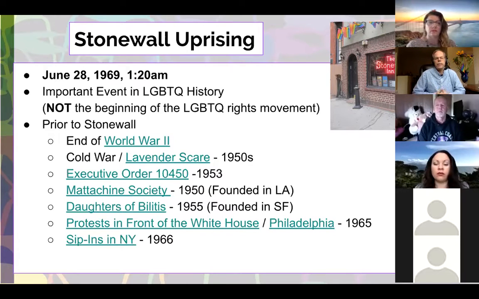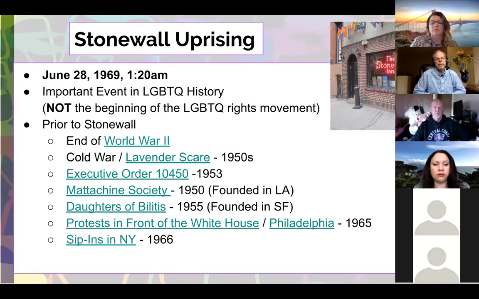The 50s was the Lavender Scare. Executive Order 10450 had a lot of impact on LGBTQ people, and happened in 1953. And then the Mattachine Society was founded in 1950. The Daughters of Bilitis, 1955. Note that those were both founded in California, one in LA and one in San Francisco. There were those protests in front of the White House. I showed you a little glimpse of those photos earlier. There were also ongoing protests in Philadelphia on the 4th of July for a number of years.